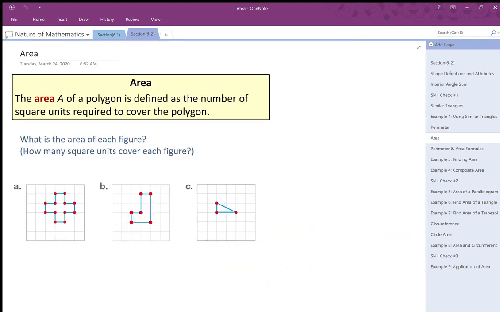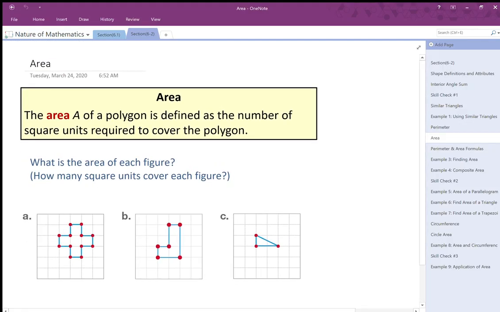Next, we look at area. Area is defined as the number of square units that are required to cover a polygon. So here we can count the squares. 1 square, 2, 3, 4, 5. So 5 units squared is our area. In the second one, we see 1, 2, 3, 4. Area is 4 units squared. And here we see that we have a little less than 1, but this one kind of makes up for it. It looks like the area is about 1 unit squared.